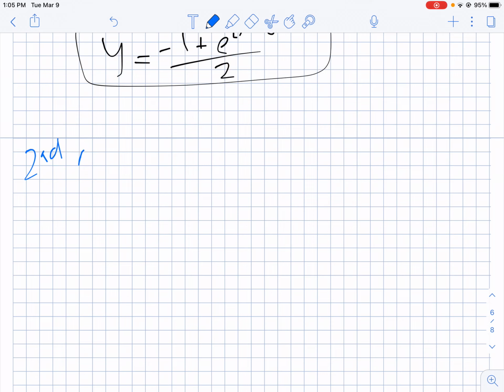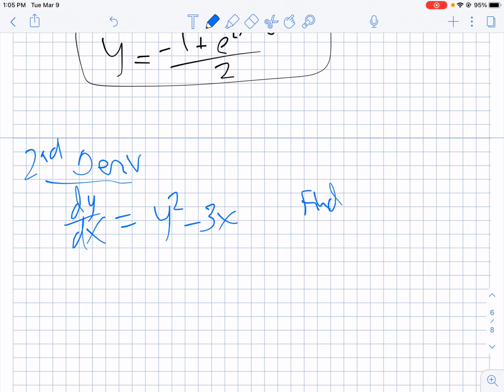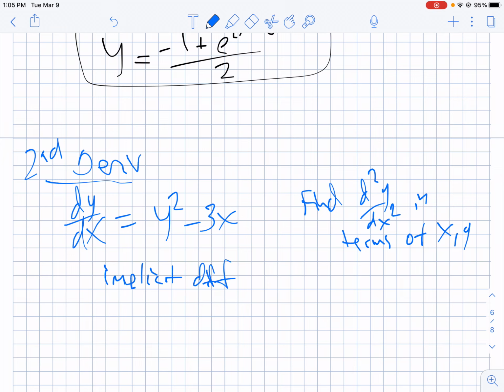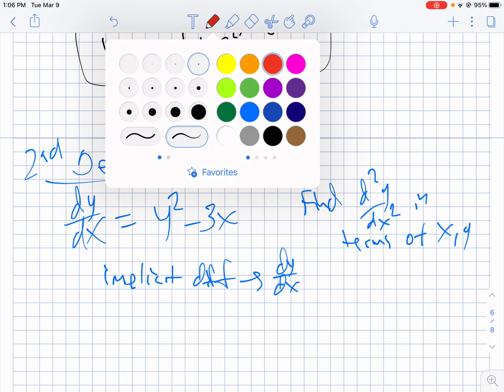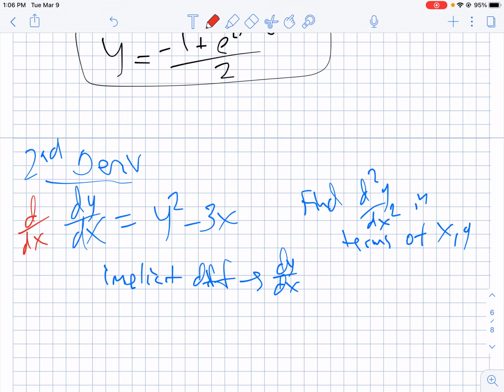One more thing I wanted to talk about, not really relating to this, but just talking about a second derivative. The second derivative, because they like to ask these questions on the AP test. So they'll tell you, here's the differential equation, say dy dx equals y squared minus 3x. And they'll ask you to find the second derivative in terms of x and y. So what we're going to do here is just use implicit differentiation. And we use implicit differentiation just like related rates, remembering that we need the dy dx. So I'll take the derivative of both sides of the equation.